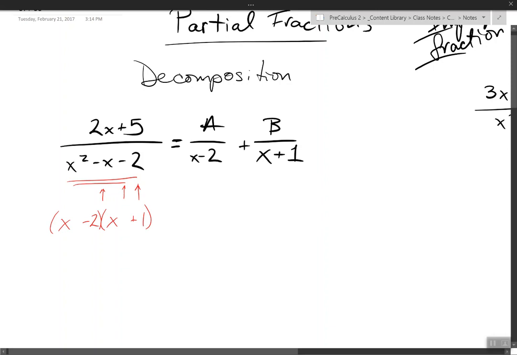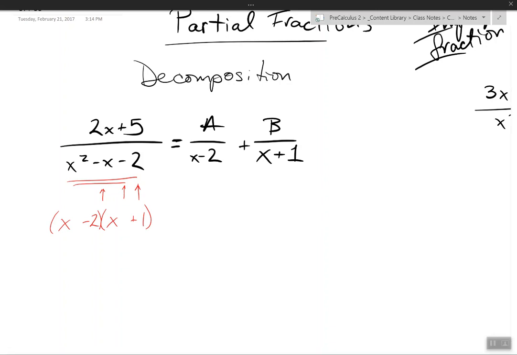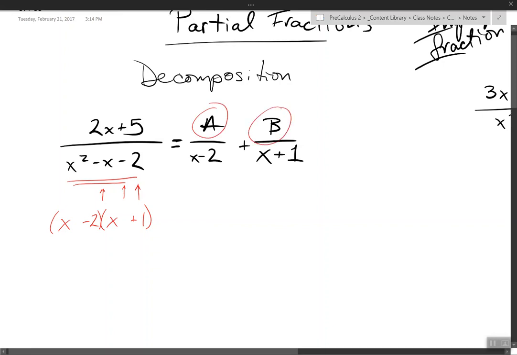If you need to shake the rust off on that, you can always double check your answer by FOILing this back together and making sure that all the terms are what we originally had. For us, we've got this correct, so we can move on. Next thing we want to do is put placeholder variables on top of these denominators that we're going to split apart.